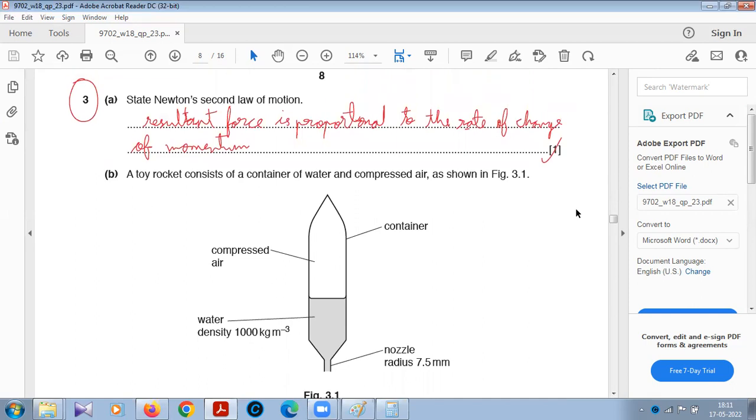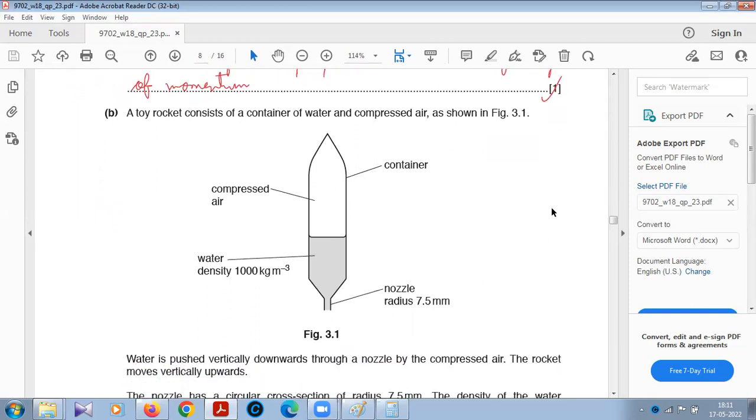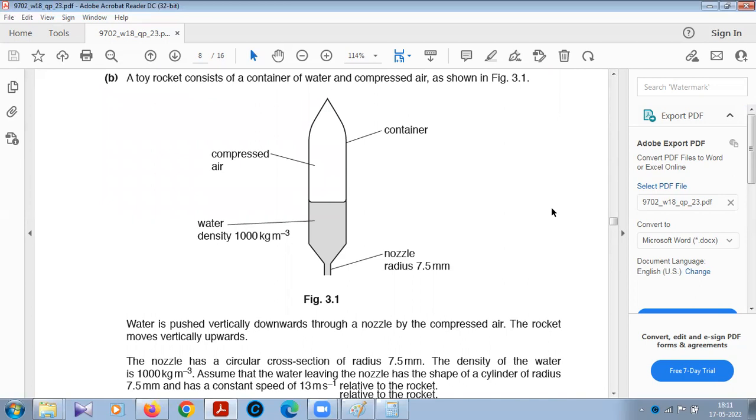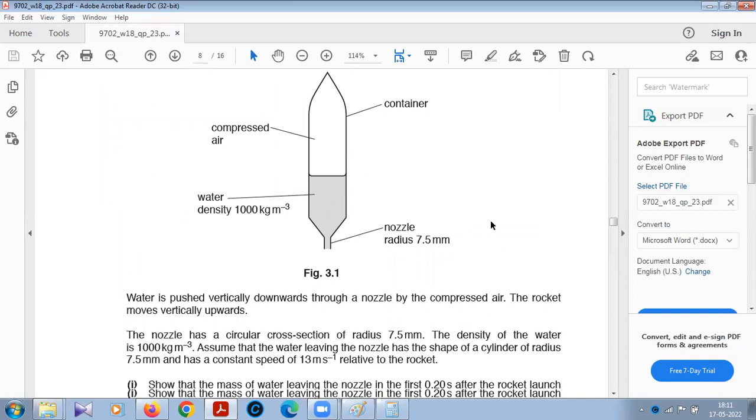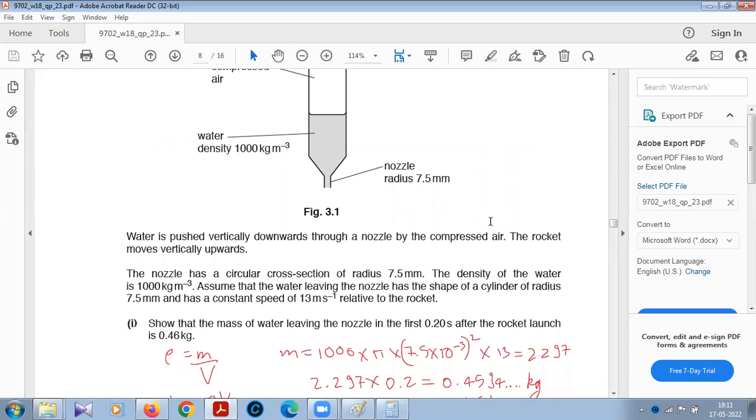Question number 3, state Newton's second law of motion. Force is directly proportional to the rate of change of momentum. Now, a toy rocket is given that contains water and compressed air. Water is pushed vertically downwards through a nozzle by compressed air. The rocket moves vertically upwards.